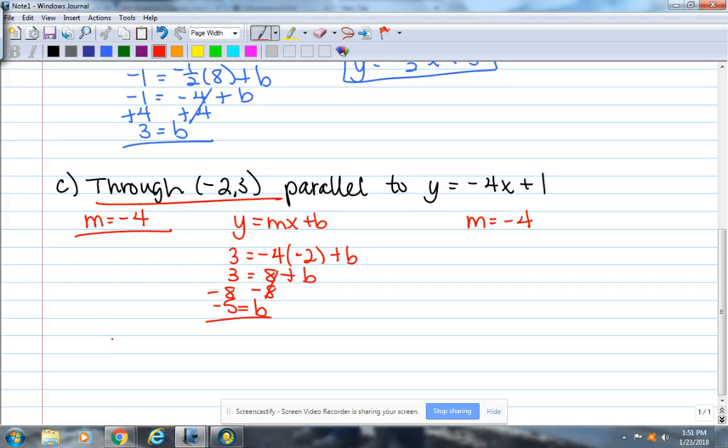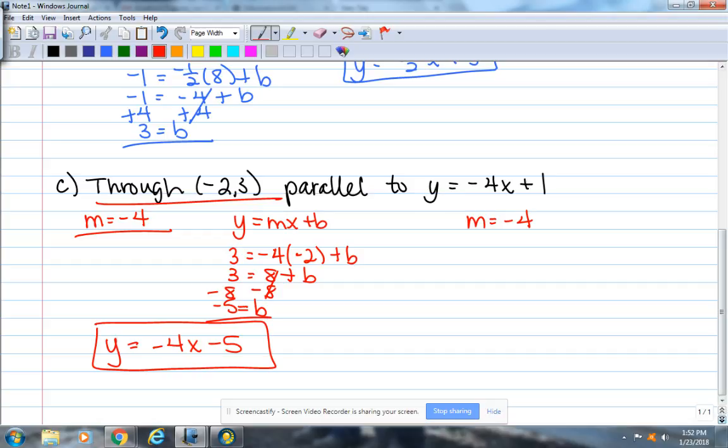What's this equation? y equals -4x, -5, since it's negative. Very good. It's okay, because you were looking at this side over here instead of the b. But when you finish and you have parallel lines, double check and make sure you didn't put something in the wrong spot, because the slopes should be exactly the same. Okay, different y-intercepts, but same slopes. So any questions about parallel lines?